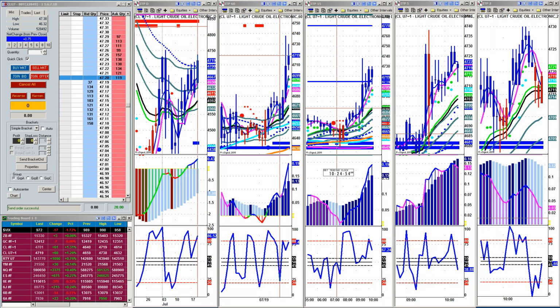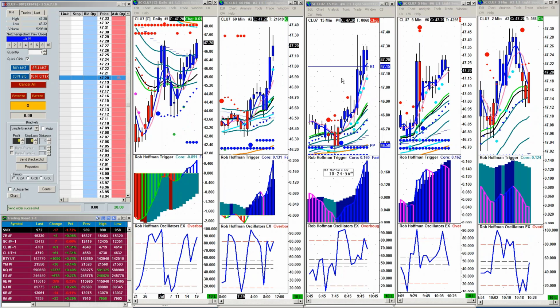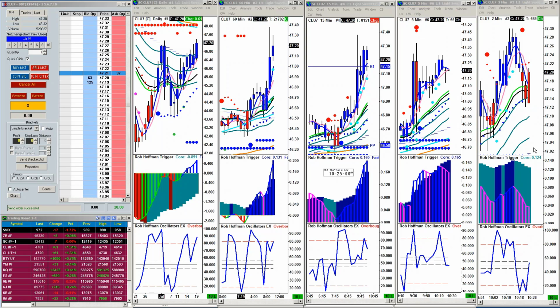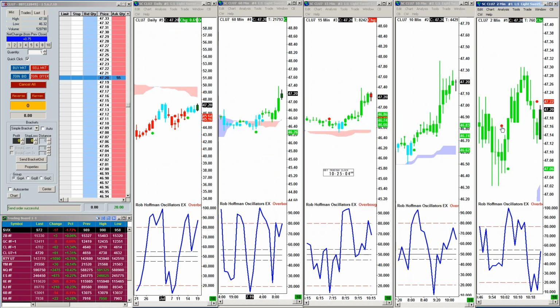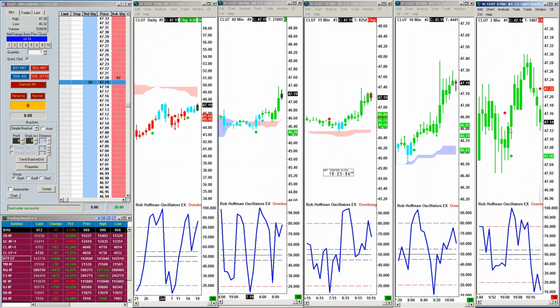Okay. So Justin, here are the institutional indicators right here. There's a lot of things included with those. And then here are the champion setups. Okay.